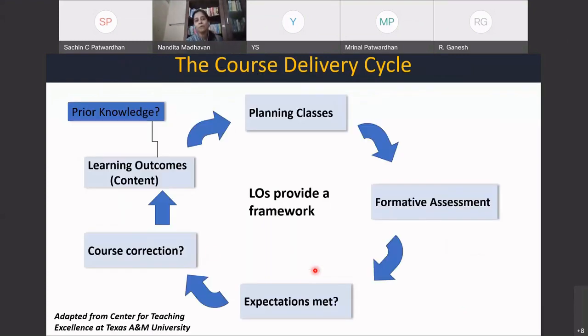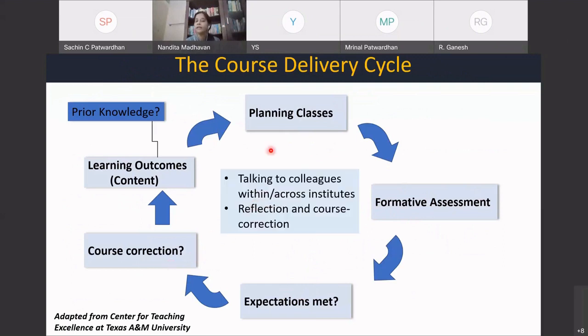So with this, I will stop again with what I started, the course delivery cycle. LOs play a very good framework, as I said, in developing formative assessment, checking if expectations are being met and doing course correction. And what I have personally found very, very useful is talking to colleagues, not only within the department, but across institutes to pick and choose what you think will work for your class, and reflection and course correction after getting feedback from students as well as your peers. So that's kind of a summary of the teaching experiments, and I'll be happy to address any questions here or over email.